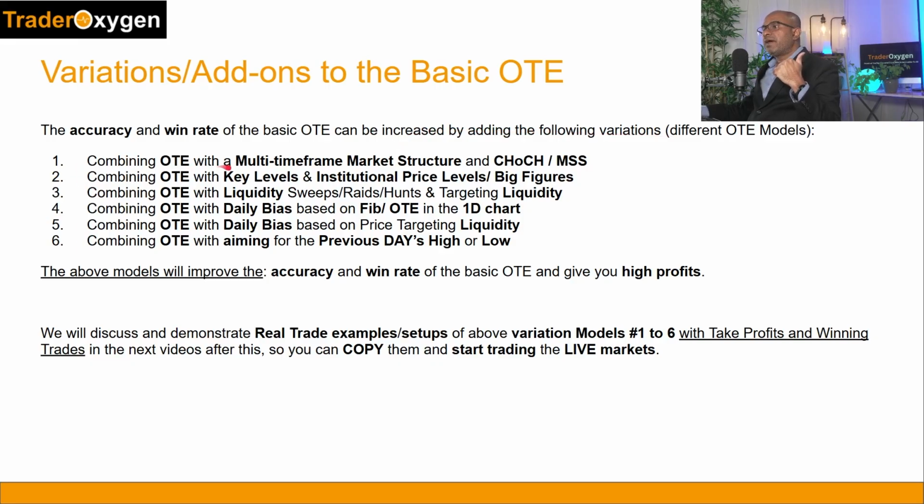The first one is combining OTE with multi-time frame market structure and change of character or market structure shifts. Another model is to combine OTE with key levels, institutional price levels and big figures. Model number 3 is to combine OTE with liquidity sweeps and targeting liquidity. Model number 4 is combining OTE with daily bias. Model number 5 is combining OTE with daily bias based on price targeting liquidity. Model number 6 is combining OTE aiming for previous day's highs and lows.